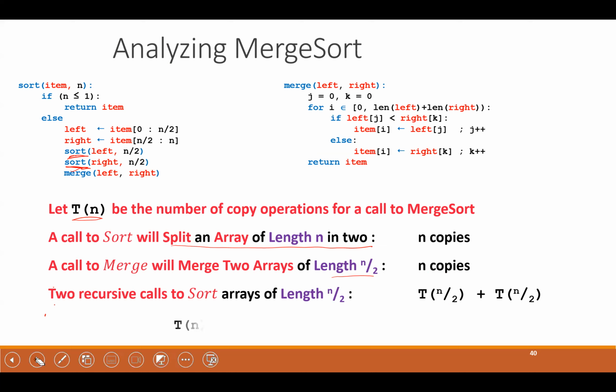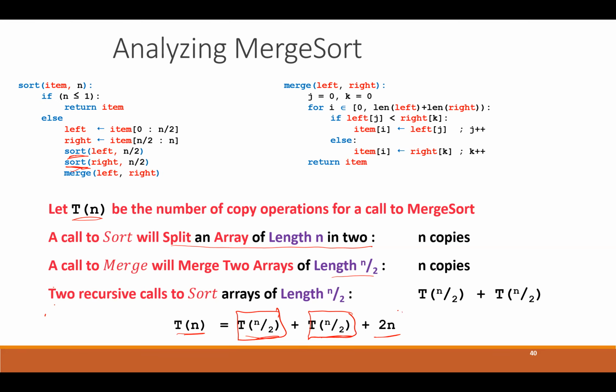Right, so now my complete recursive function is T of n equals T of n over 2 plus T of n over 2 plus 2n. Right, so this is recursive call number 1, recursive call number 2, and this is all the work I did outside of these recursive calls. Right, so this is the n over here and the n copies over here. Okay. All right, so now I have a recursive function, and I have a base case.